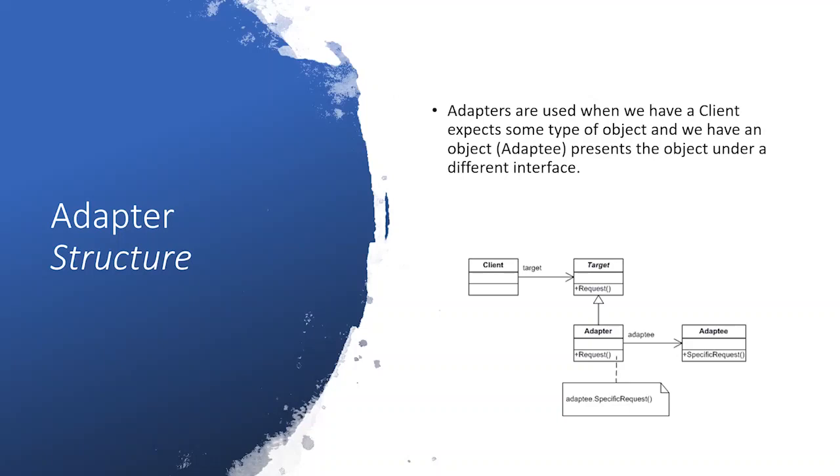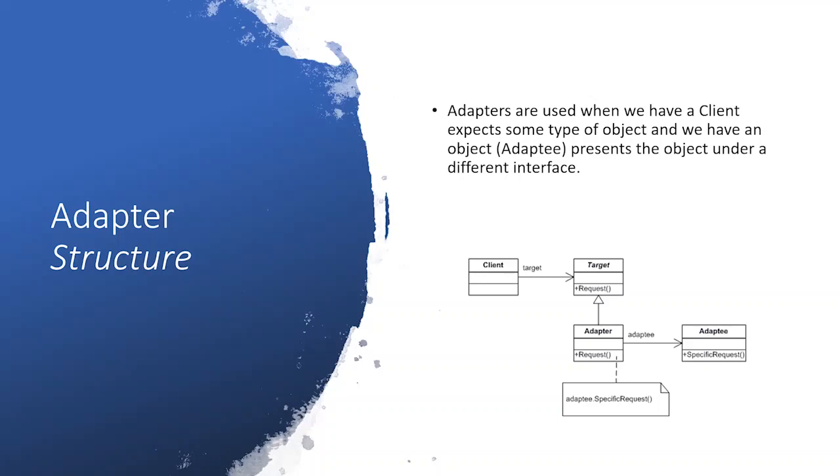But the client wants to use that adaptee functionality in its own object. So how will they use it? What is the solution here? As said, the solution is the adapter. Adapters are used when a client expects some type of object and we have an object present under a different interface. Thus, in simple terms, we will create an adapter class, which will also implement the target interface. Inside the request method of the adapter, we will call the specific request of the adaptee. Adaptee will be nothing but a field inside the adapter class.